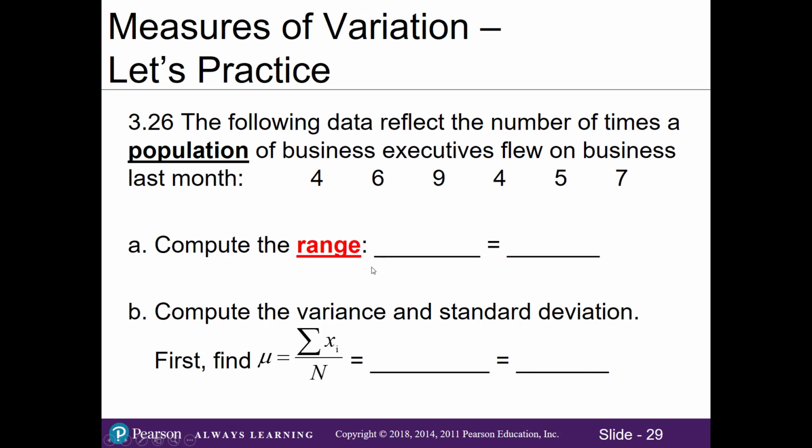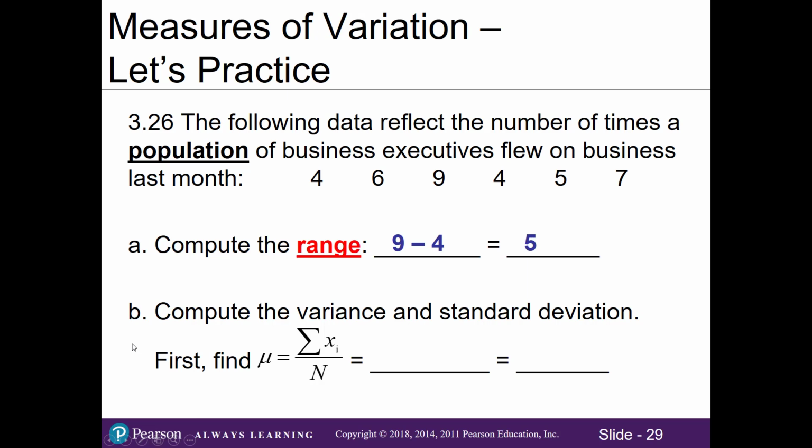So to compute the range, you're going to take the largest number and subtract the smallest number. So looking at our data set here, the largest number is 9 and the smallest number is 4. When I subtract 9 minus 4, that means my range is 5. But as we know, the range is a simplistic form of variation, not very useful. So then let's actually look at B.